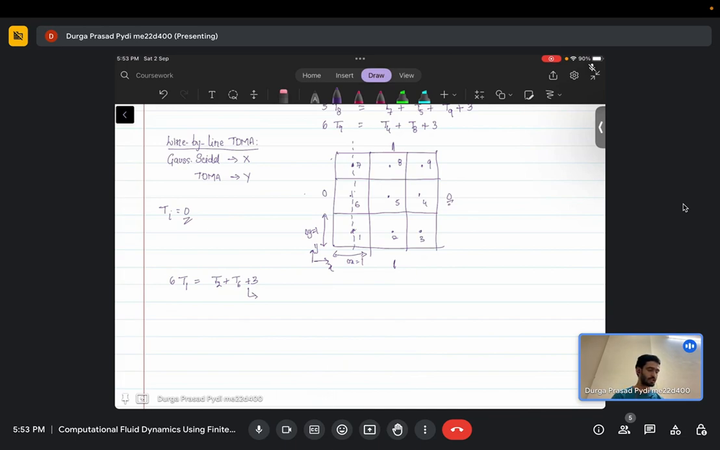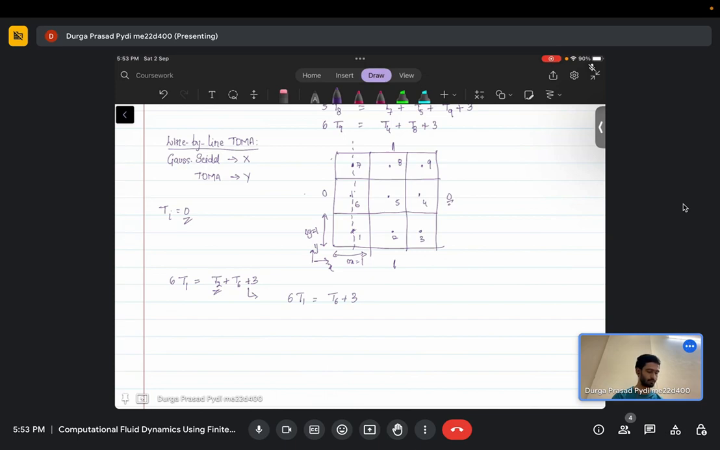Okay, so how do we start? Along only that particular line we will take the variables as unknown, and all other variables will take the values of the initial guess. Since we have assumed 0 everywhere initially, T2, which is not lying on the line, takes the assumed value. So this equation becomes 6T1 equals T6 plus 3.